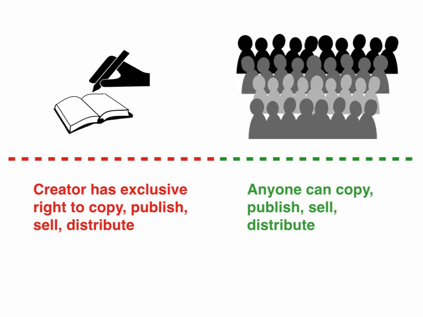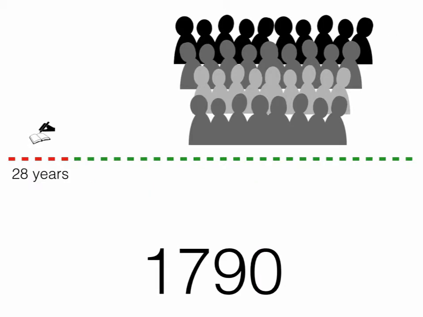Copyright says that the original creator has the exclusive right to copy, publish, sell, or distribute the work, but only for a certain amount of time. And once that amount of time has passed, the work passes into what we call the public domain, where anyone can use it. Now, when copyright was first established, this balance favored the public by a lot. The period when the creator had exclusive rights was very short, only 28 years. And even if you consider that lifespans were shorter back then, that's a really short period of time.